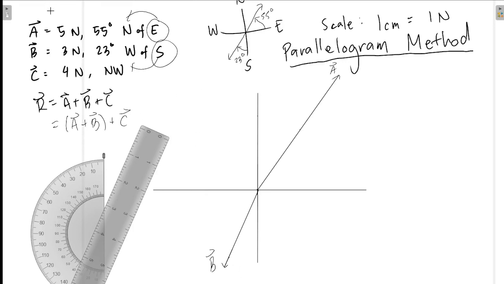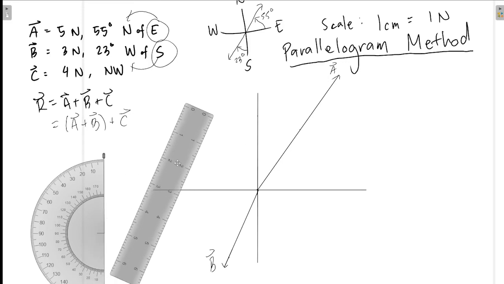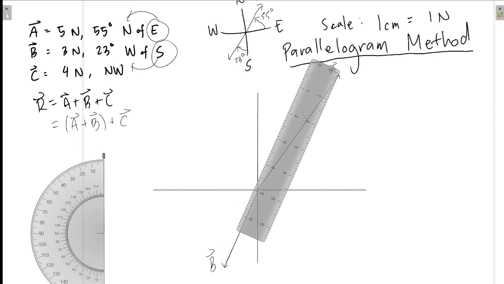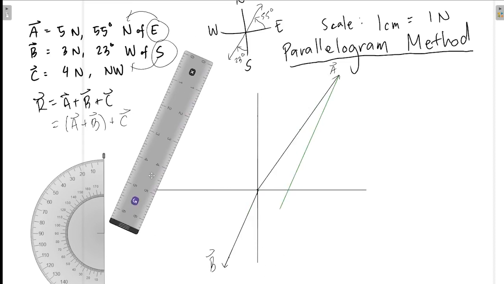Now, the next step in solving for the sum A plus B, again, nakafocus muna tayo sa A plus B. The next step in solving that is, galing sa head ni A, we will draw a line that is parallel to B. Okay, galing sa head ni A, let us draw a line parallel to B. So, from a ruler, let's check first. Okay, so ito yung direction ng B. And let's draw a line in that same direction galing sa head ni A. Doesn't matter how long, basta meron tayong line. Okay. So in the same way, sa head naman ni vector B, we will draw a line that is parallel to A.